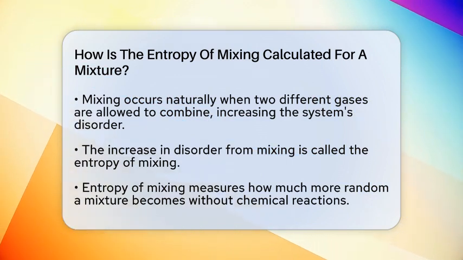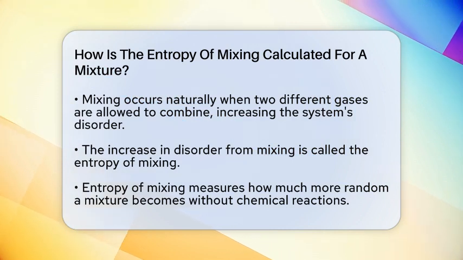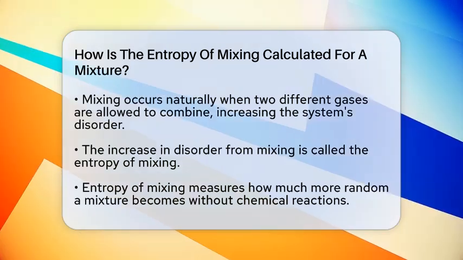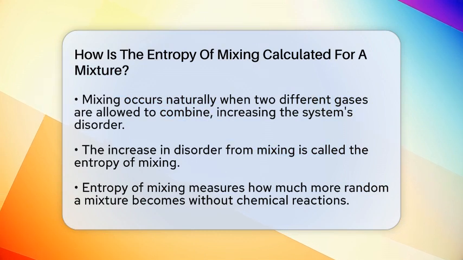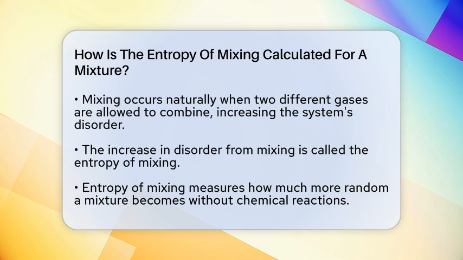Now, how do we actually calculate this change in disorder? That's what we're here to find out. The entropy of mixing measures how much more random or disorganized the system becomes when different substances combine without any chemical reactions. It's a way to see how natural processes tend to move toward more chaos or disorder.